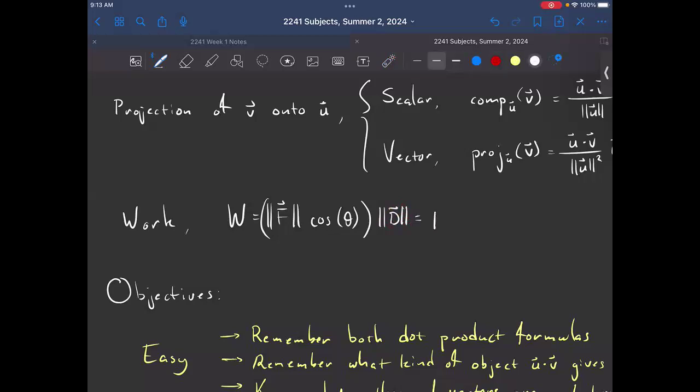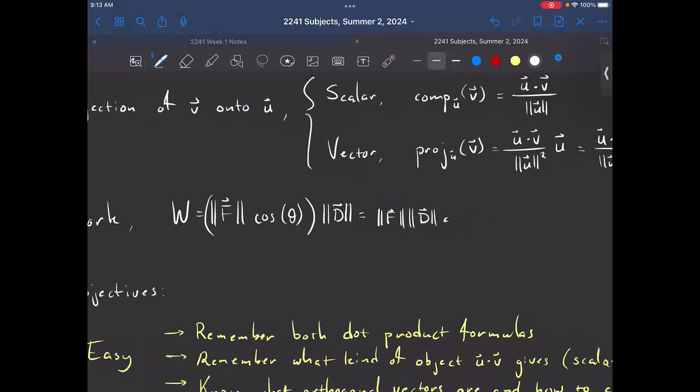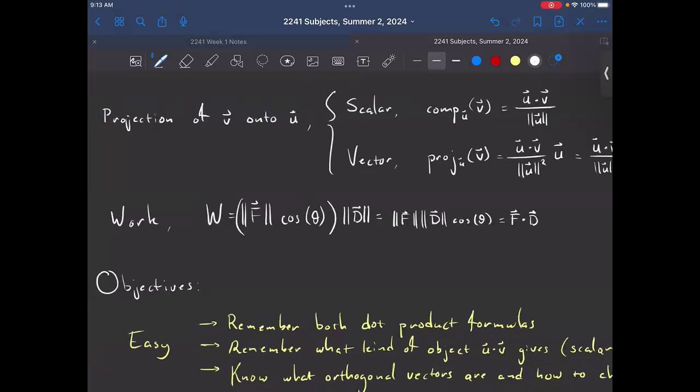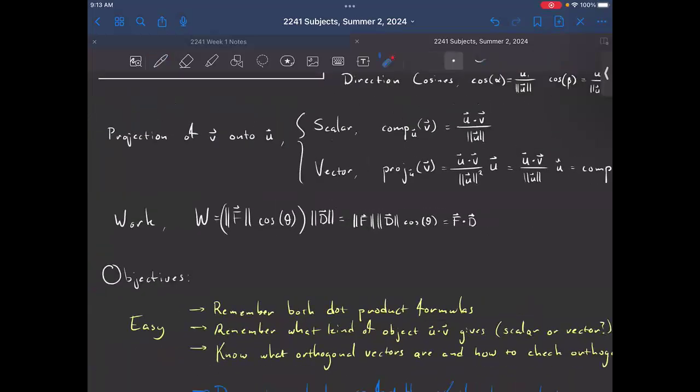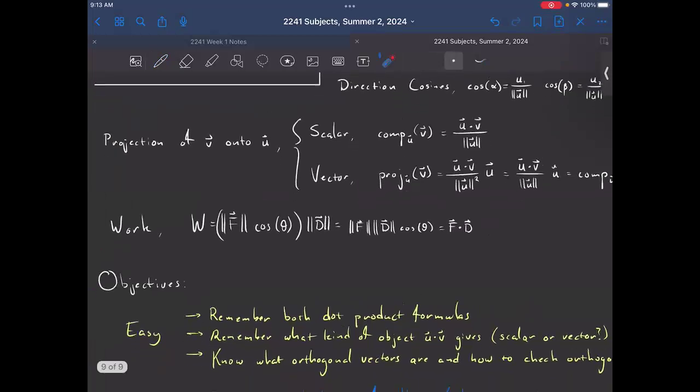And if we rewrite this a little bit, you have the norm of f times the norm of d times the cosine of the angle between them, theta. And this, according to our geometric definition above, is just the dot product of the force and the displacement. All right, so that is the definition of work, and that is all of our formulae.